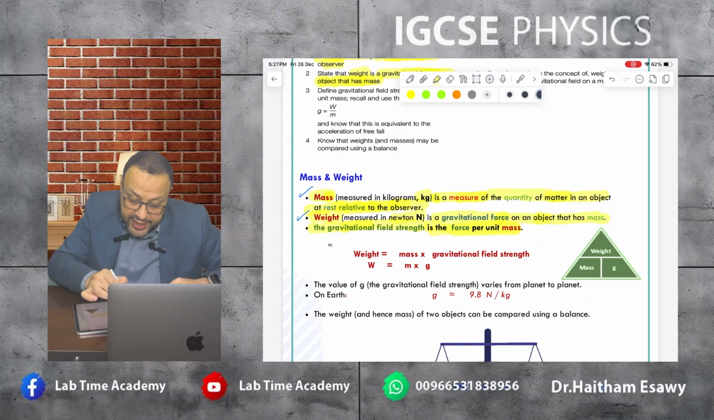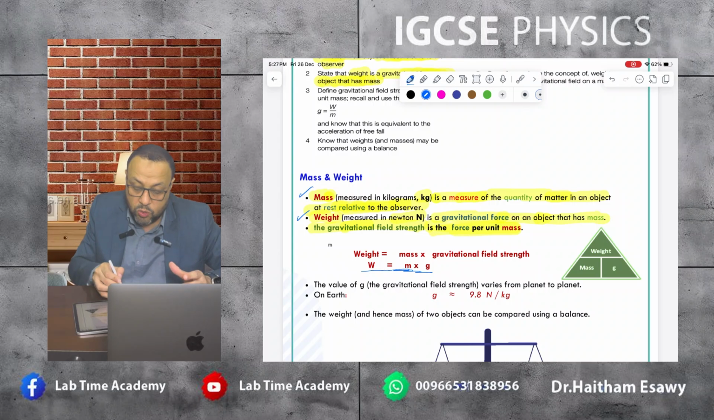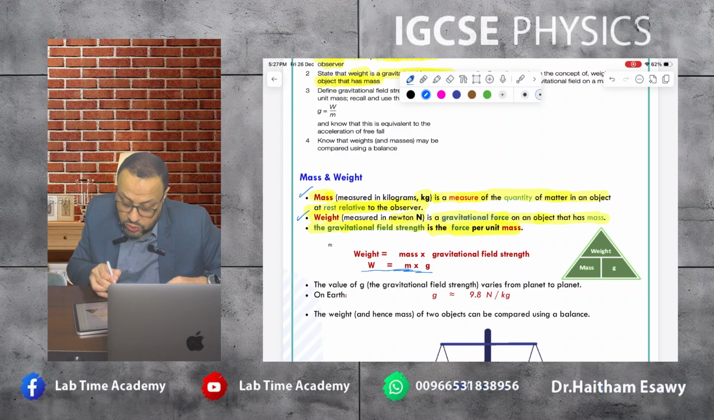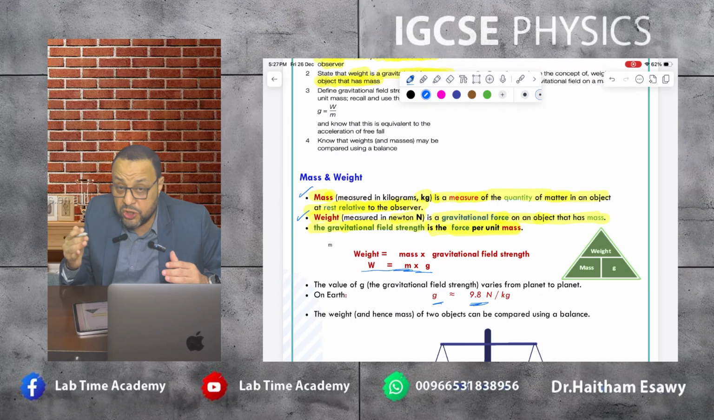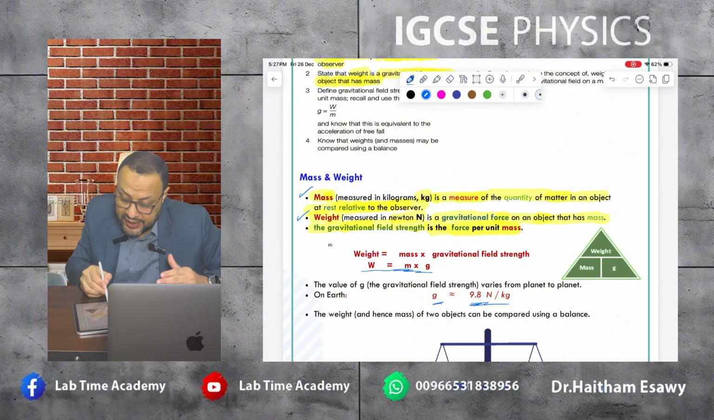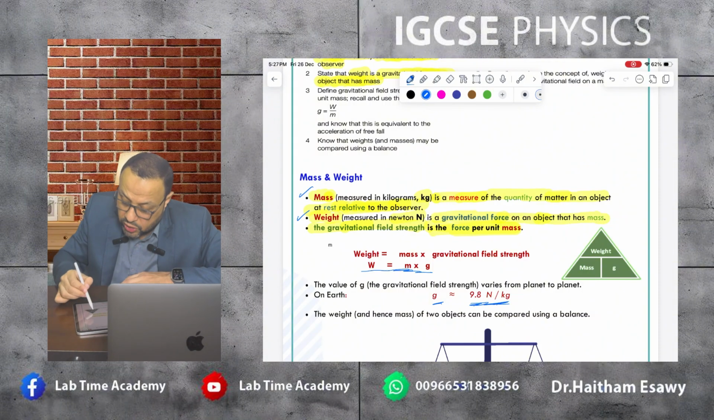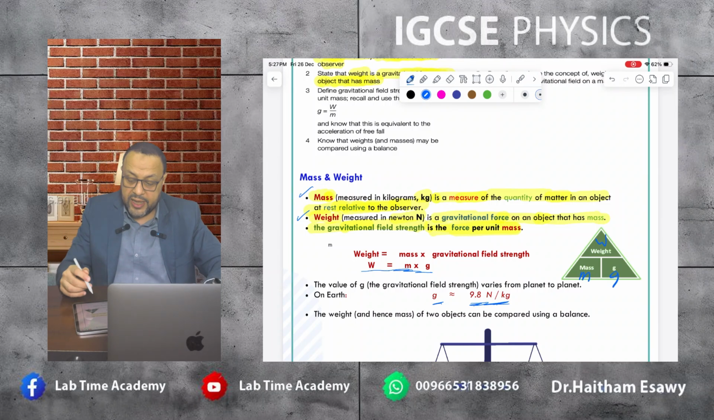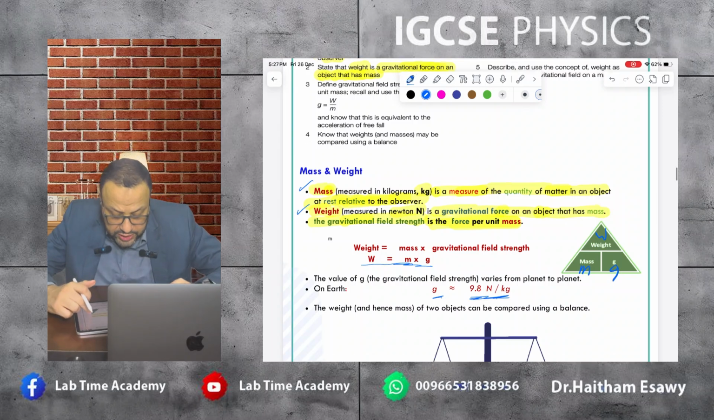What about the weight? Actually, weight equals m times g. Weight equals mass times gravity. What about the gravity? 9.8 meter per second squared. So this will be g, 9.8 meter per second squared, or Newton per kilogram. And this will be the triangle. Here we have W, here we have m, and here we have g. So you can get any one of them according to the question. If the question asks you to get the mass, m equals W divided by g.